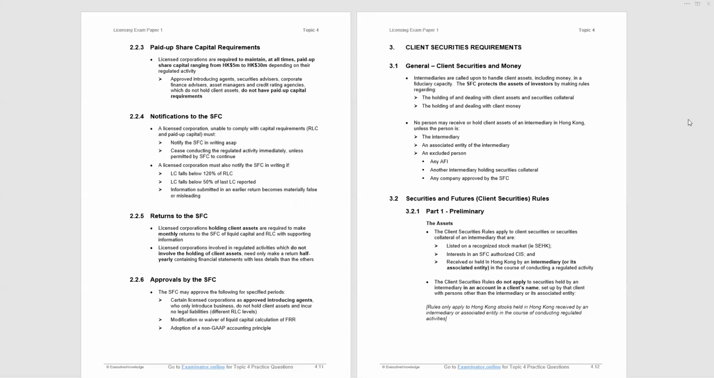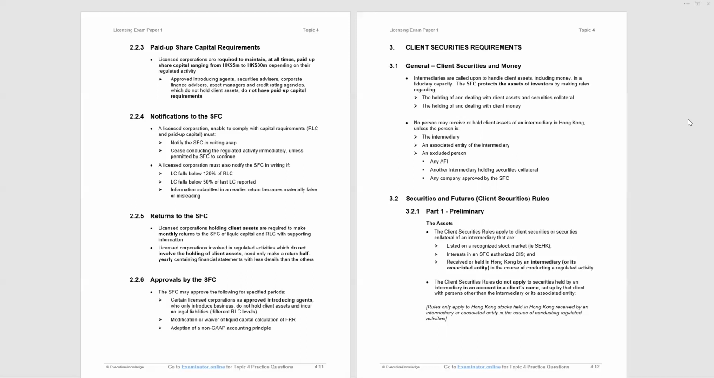Now, returns to the SFC, liquidity returns, it all depends on whether or not you hold client assets. If you do, the first point applies. If you hold client assets, you are required to make monthly returns of liquid capital to the SFC. If you do not hold client assets, the second point kicks in, then you need only make a return half yearly containing financial statements, etc.